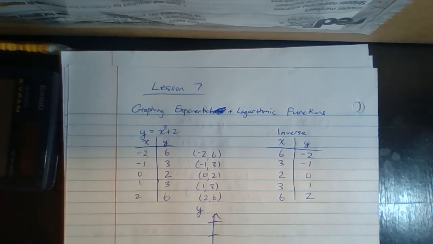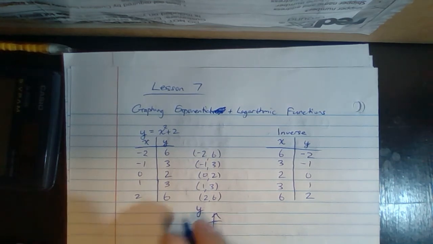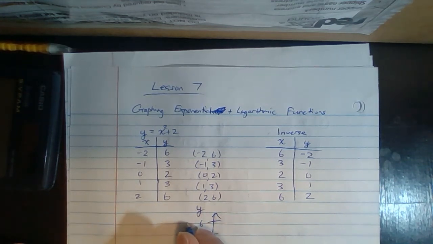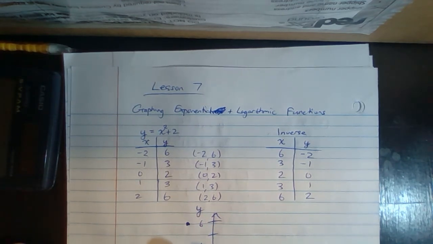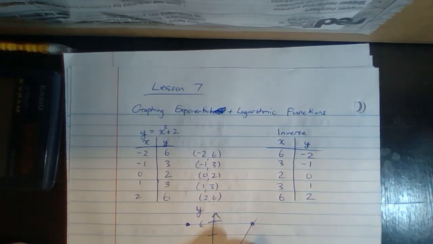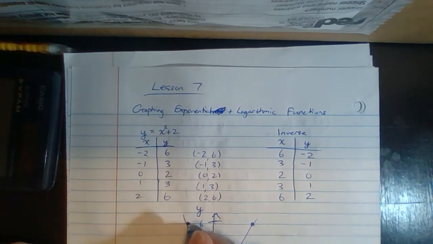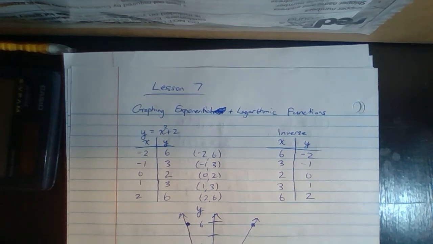We'll plot our original function. So negative 2, 6, it's going to be right here. Negative 1, 3, 0, 2, 1, 3, and 2, 6. Again, not perfect, but hopefully good enough to give you the shape. We get a parabola opening up, vertex is right at 0, 2.